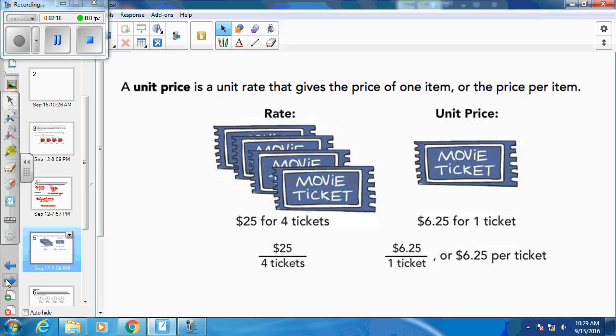For our next slide, we're looking at a unit price. A unit price is a unit rate that gives the price of one item or the price per item. So let's look at the rate first. We have $25 for 4 tickets, and that is giving us a rate. The unit price is $6.25 for 1 ticket. Here we divided 25 by 4, and we got $6.25 per ticket.